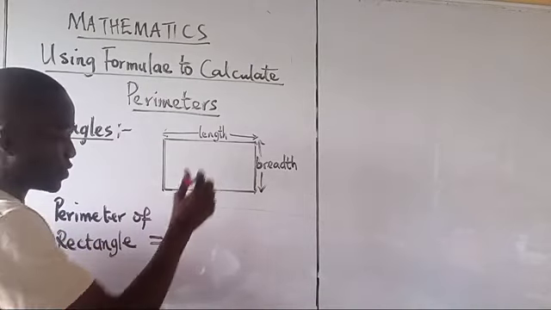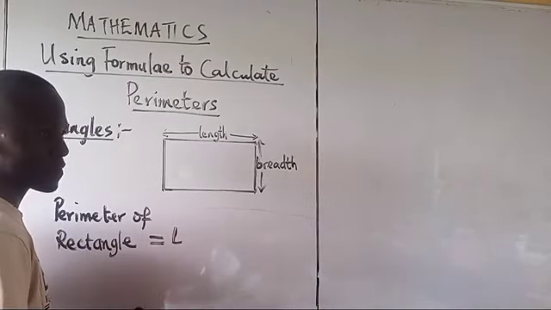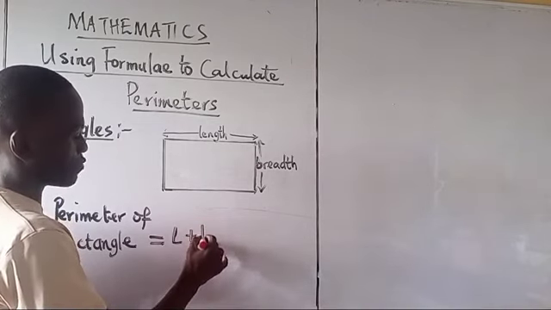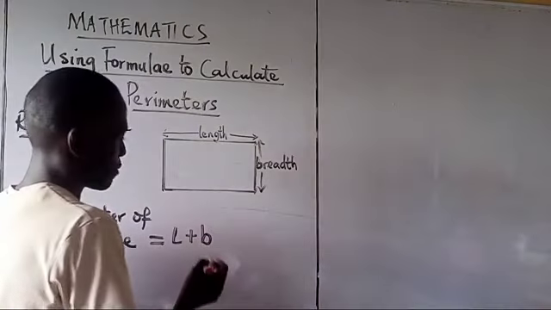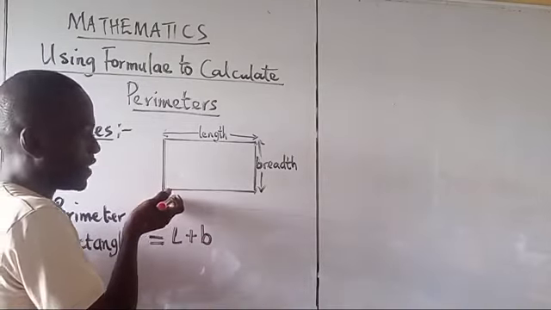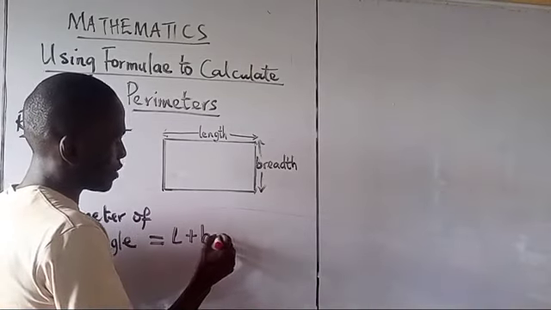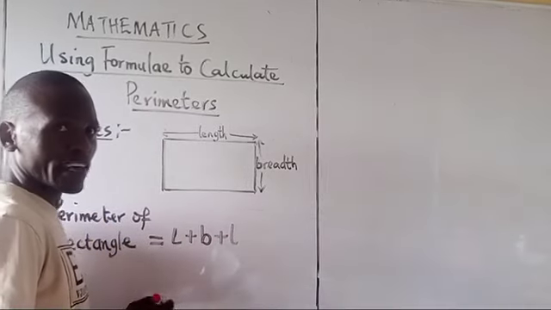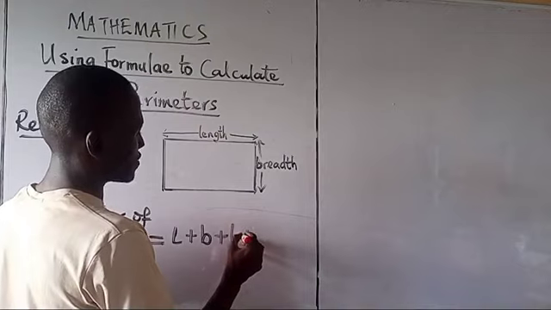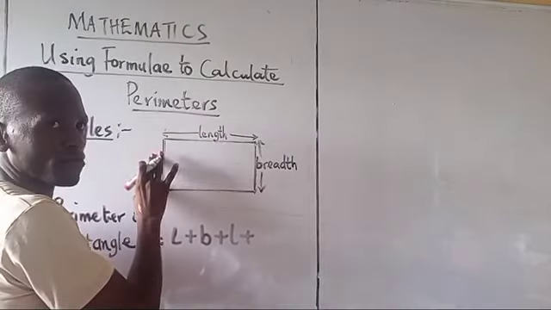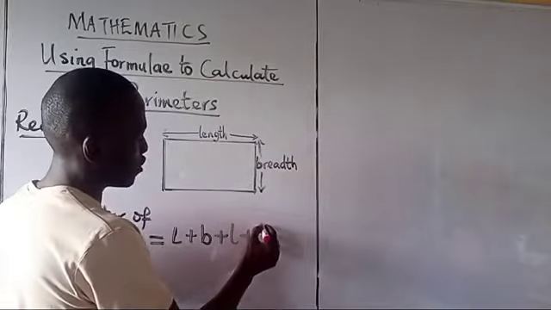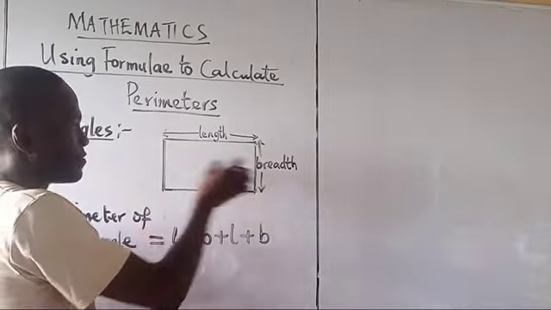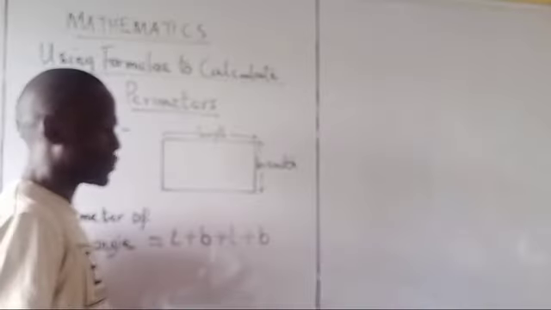The value of the length, which I'll be representing with letter L now, plus the value of the breadth, which I shall be representing with letter B now, plus the value of the length here, the other side, which I will also be representing with letter L, so long as it has the same value as the first L, and added together to the value of the other breadth here, which I shall also be representing with letter B, because it is expected to have the same value as this other breadth.